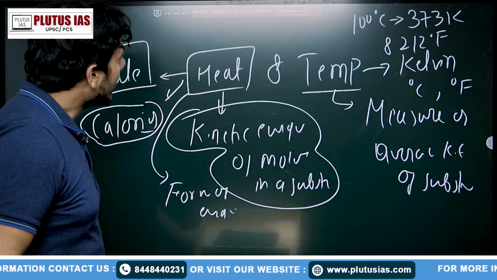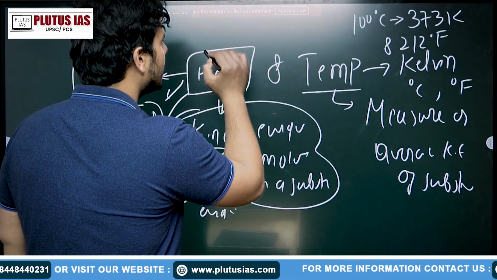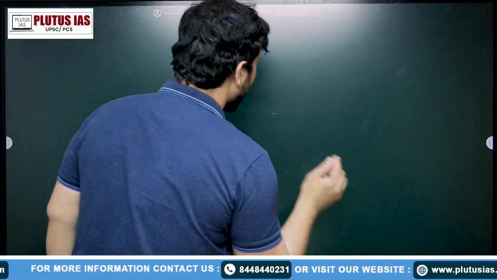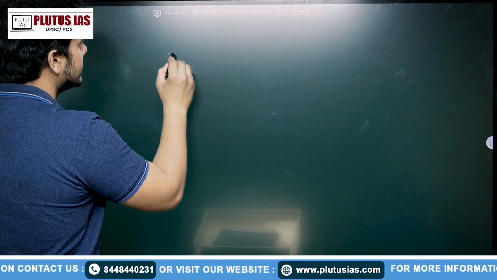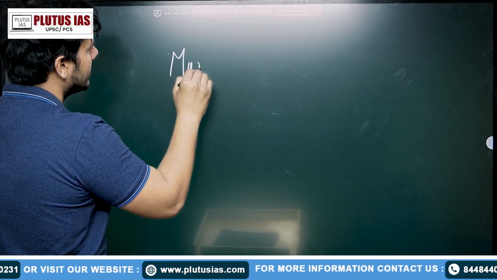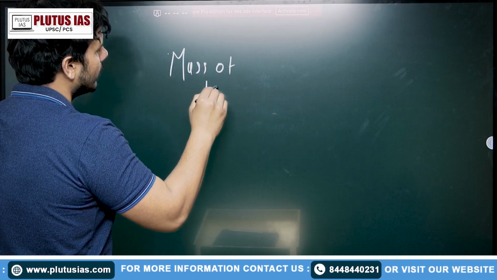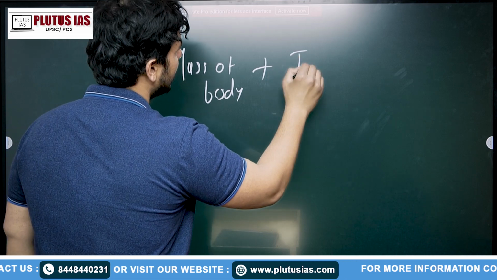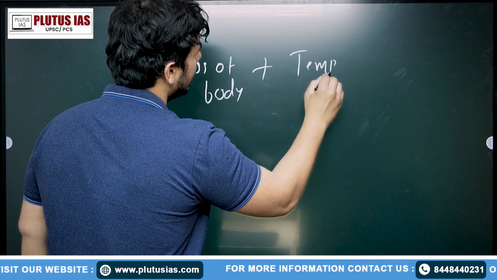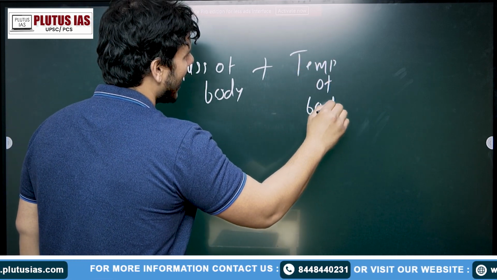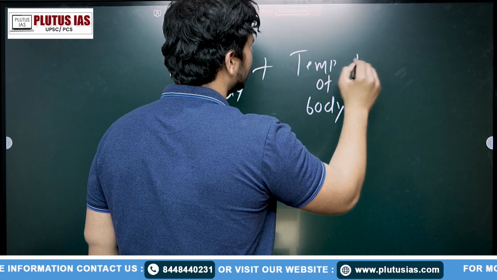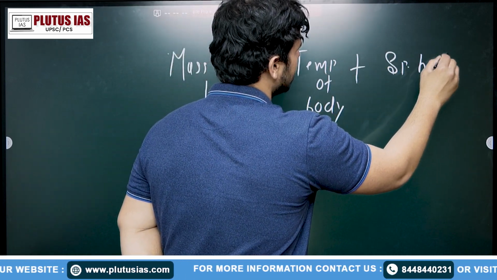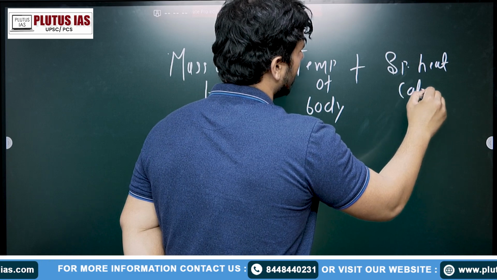Then the factors on which the heat is dependent are, when I say heat, it is dependent on the mass of body. Then along with mass of body, it is also dependent on the temperature of body. Now you know how temperature is related with the heat, and then the third one is a specific heat capacity.